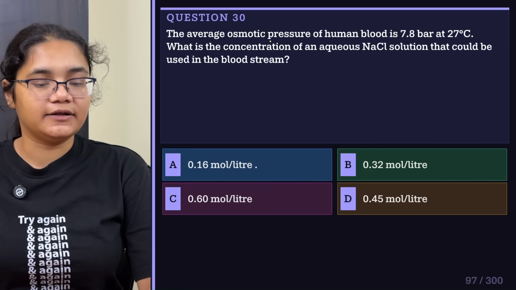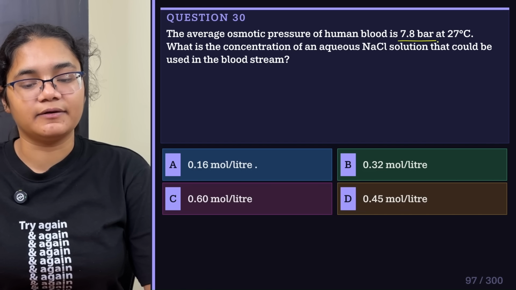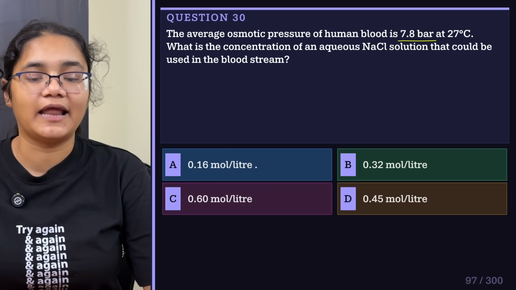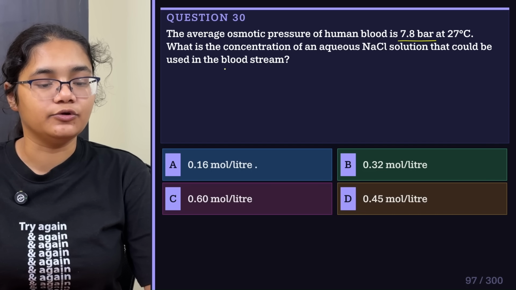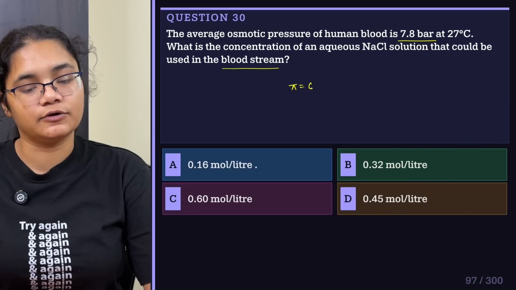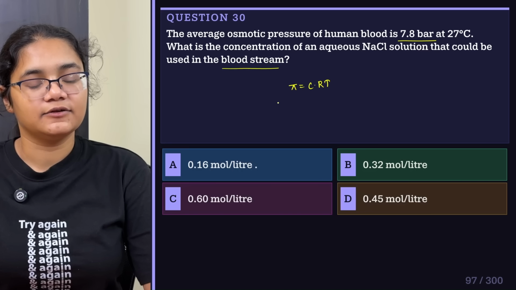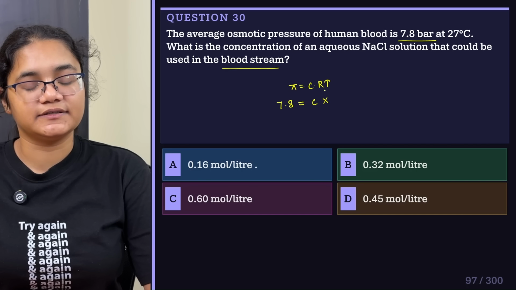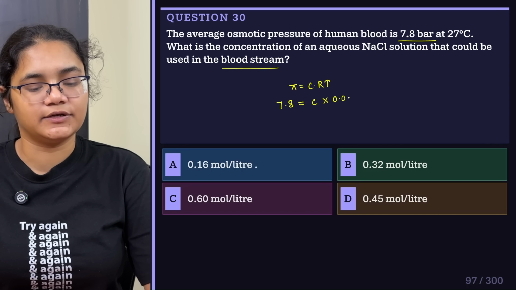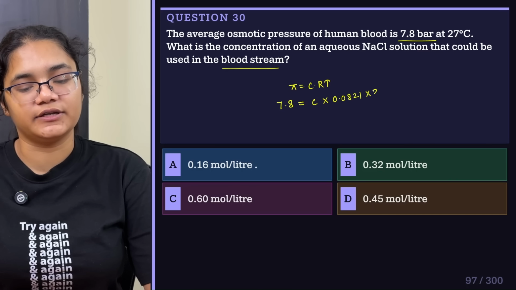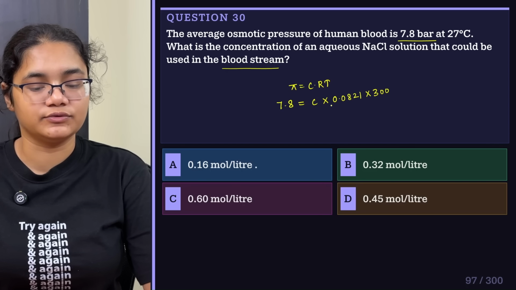Next, the average osmotic pressure of human blood is 7.8 bar at 27 degrees Celsius. What is the concentration of an aqueous solution that could be used in the bloodstream? So we can just calculate here. Pi is equal to C into R into T. So if I have 7.8 bar, C concentration is there, R value will be 0.0821 and temperature is 300, right? 27 plus 273.